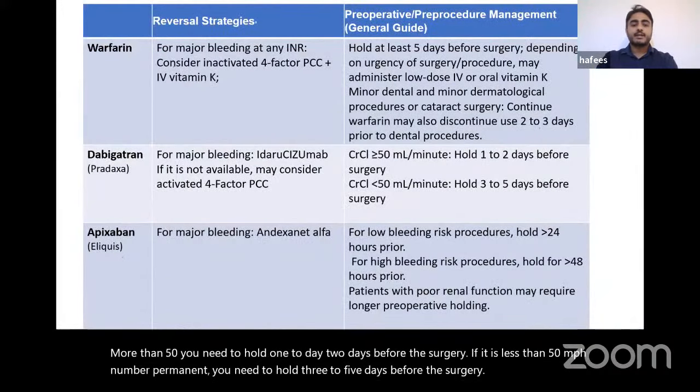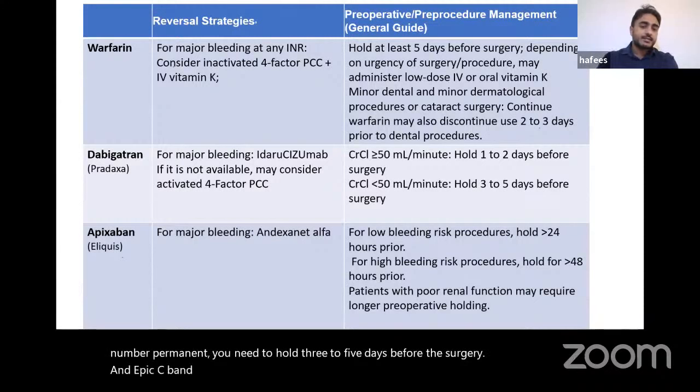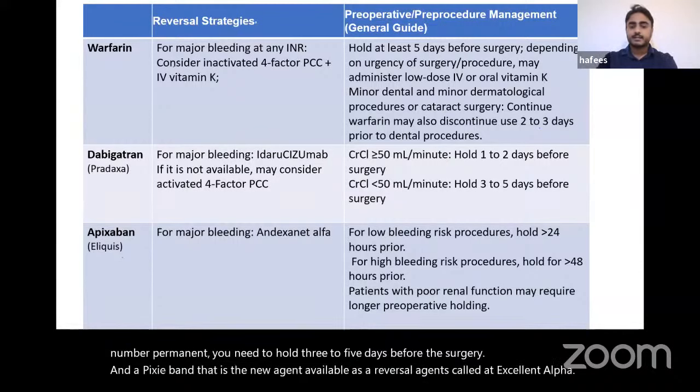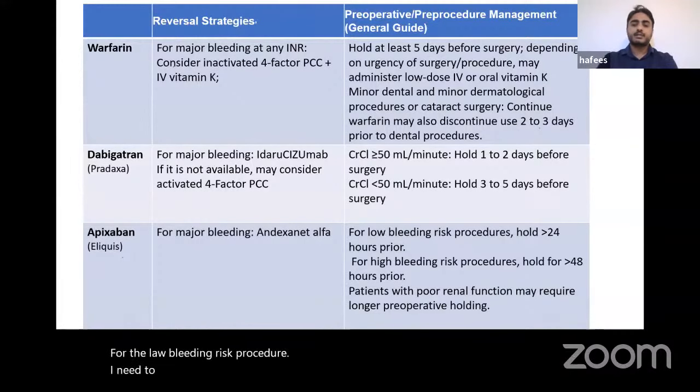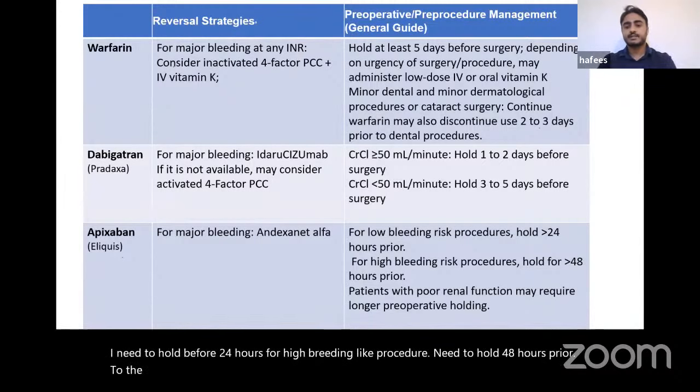And for apixaban, there is a new agent available as a reversal agent. It's called andexanet alfa. For a low bleeding risk procedure, need to hold 24 hours before. For a high bleeding risk procedure, need to hold 48 hours prior to the procedure. So in case of major surgery, you need to hold 2 days before.